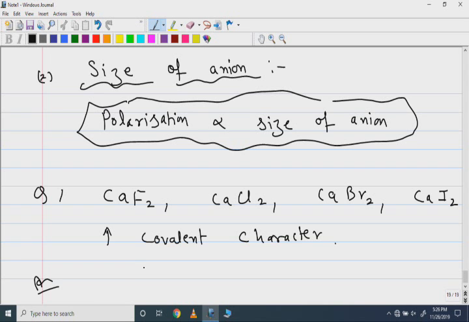See, fluorine, chlorine, bromine, iodine belong to the same group. So on moving down the group, size increases. Calcium is common in all of them. So this should be the answer: CaF2, CaCl2, CaBr2, and then CaI2. Okay, yes, this is the answer. Nice one, Shillong. Very good. Okay, just copy this one, guys. Let's move on to the next point.